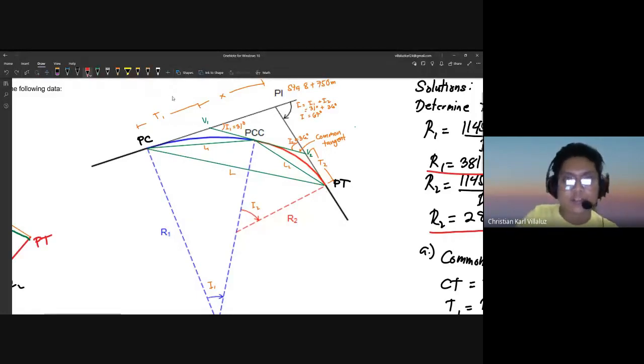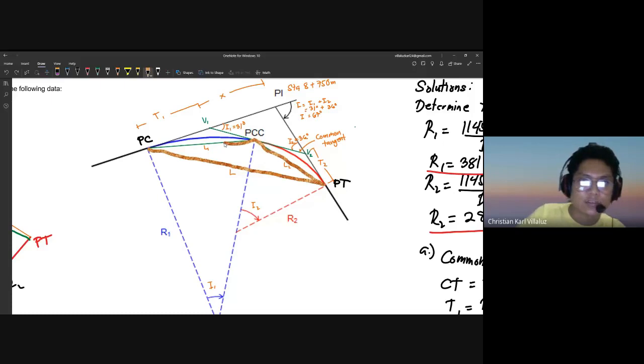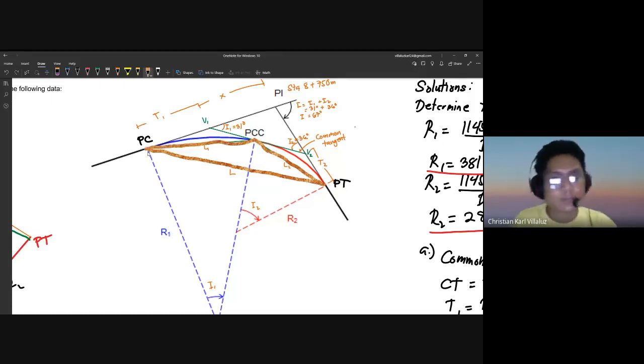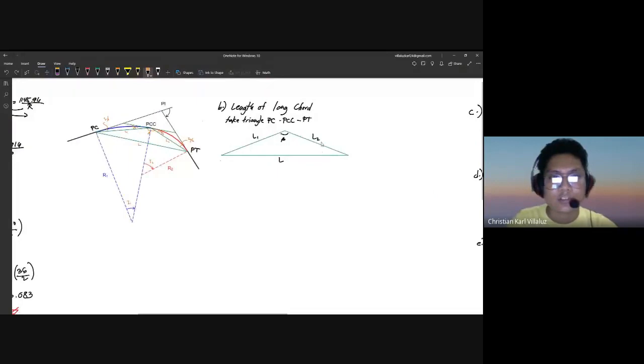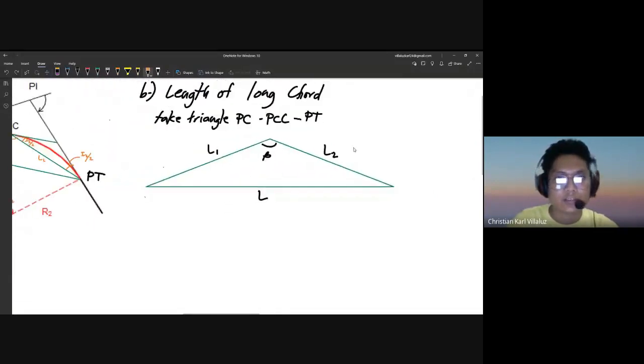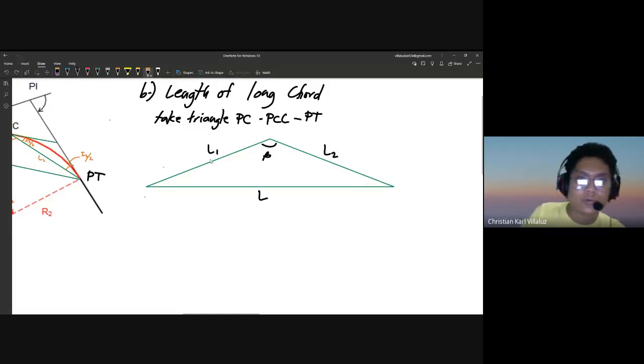So, sa pagsosolve ng long chord, as I mentioned earlier, kukunin natin itong triangle na to. PC, PT, and PCC. So, we take this triangle. Para ma-solve natin yung long chord. So, kapag kinuha natin yun, ito na yun. Ito yung chord ng unang curve. Ito naman yung chord ng pangalawa. Ito yung long chord. So, lagyan natin ang marker from PC, PT, PCC.